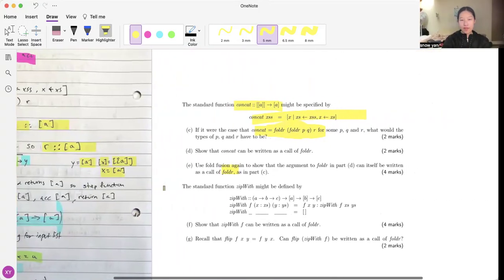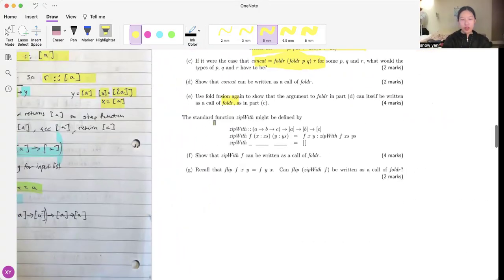And then we're going to go into F. Slightly switch gears with zip with now. And then we see the definition of zip with here, which is pretty classic. There's not much to comment on that. So now we're asked to find how zip with f can be written as a function called fold R.